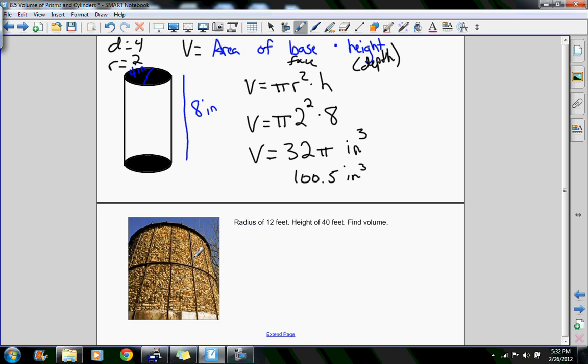So now I want you to find this silo down here. I want you to find the volume of the figure. Okay, so I'm going to pause it and have you do this one.